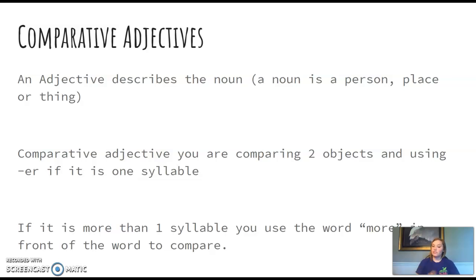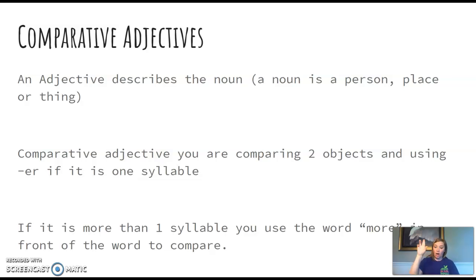Comparative adjectives. First, you need to know what is an adjective. An adjective describes the noun. When we are talking about a comparative adjective, we're going to be comparing two objects. One object with the other object, adding the ER to the end of the word, describing the adjective using a comparison ER with that.